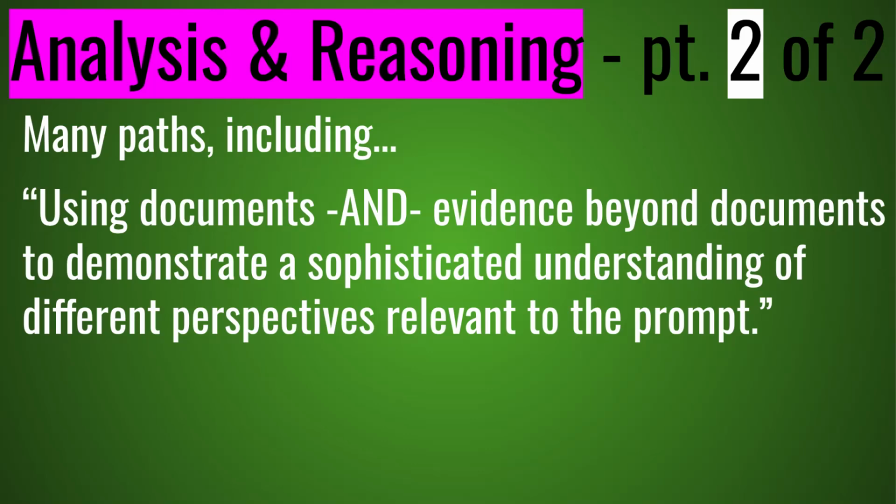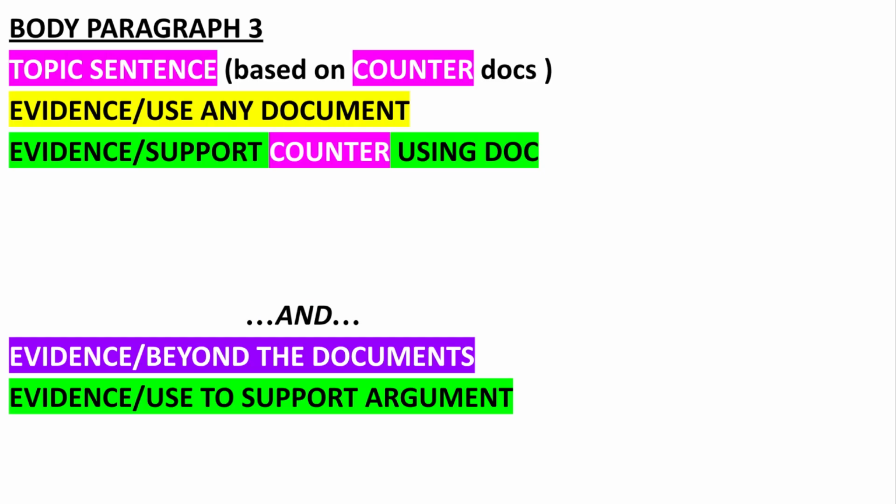Okay, so here we would do the following. This is one path to the 7. This is from the rubric language: using documents and evidence beyond the documents to demonstrate a sophisticated understanding of different perspectives relevant to the prompt. So basically the fact that this prompt could be seen from different perspectives, from different opinions that could reasonably be formed. So in this case, this is what we would do.